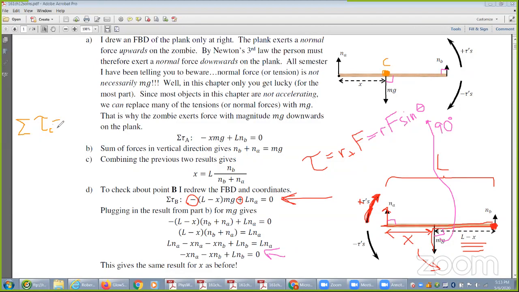The sum of torques about C should equal 0. In this case, I'm going to use this coordinate system up here. So standard counterclockwise positive. So about point C, this one is going to rotate that way. This one is going to rotate that way. So let's see. I'm going to get NB times L minus X minus NA times X. And now this one drops out because line of action through the pivot.